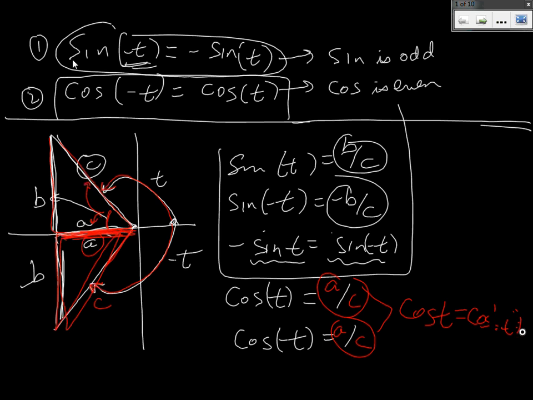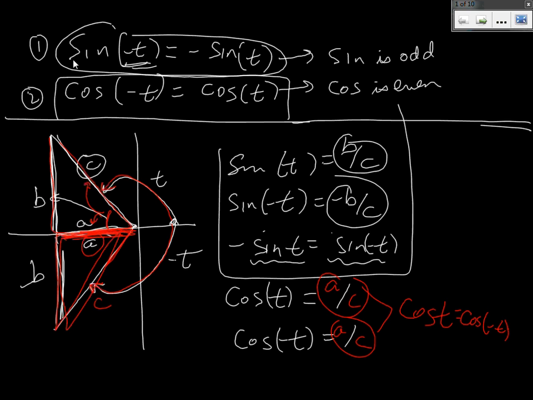Can't get that negative sign in there. Try it again. Cosine of negative t.